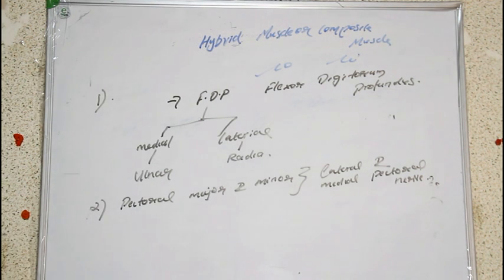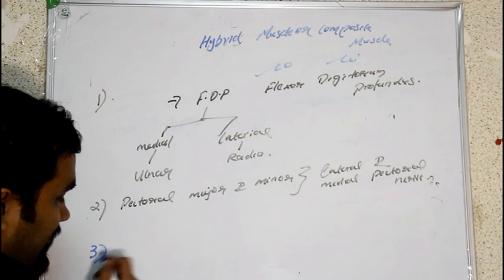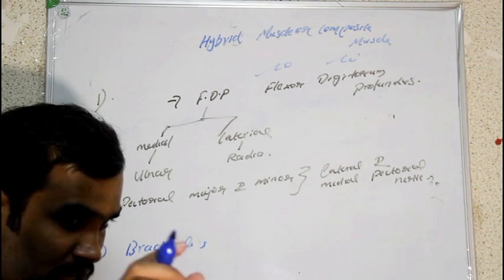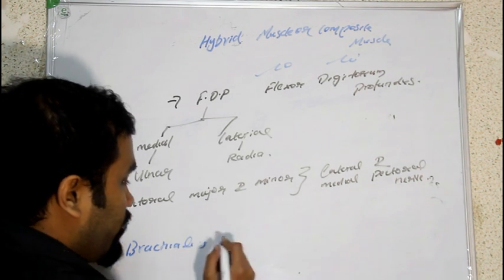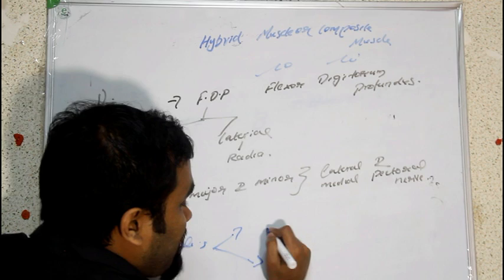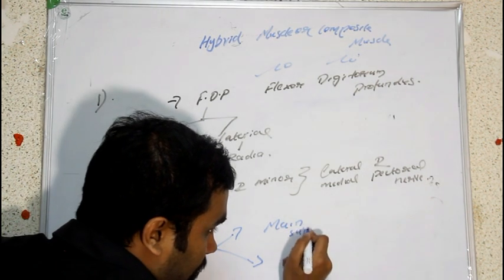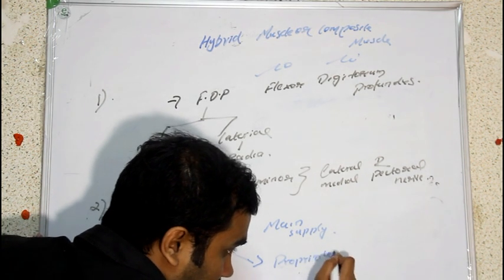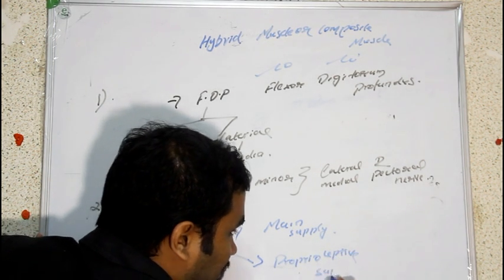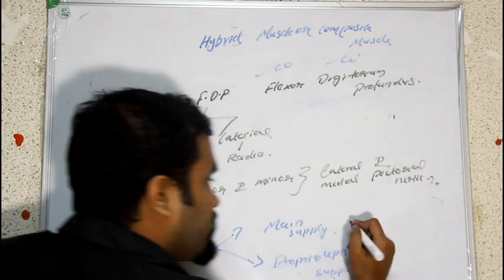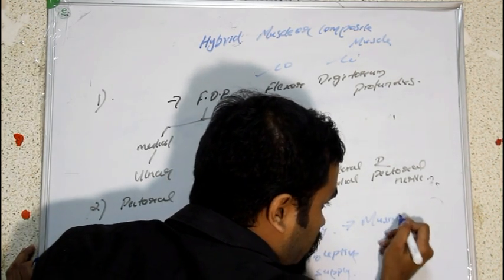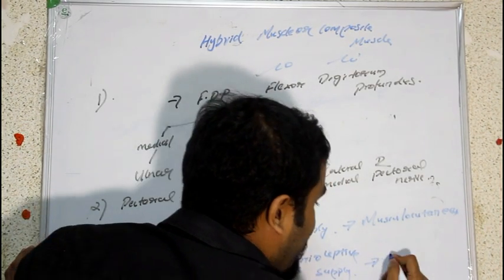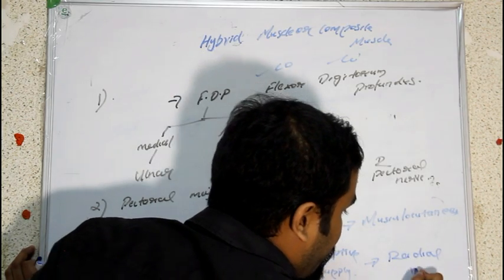The other one is the brachialis muscle. You remember BBC? Brachialis is supplied by the musculocutaneous nerve. It has main supply and proprioceptive supply. The main supply is from our musculocutaneous nerve, and the proprioceptive supply is by the radial nerve.